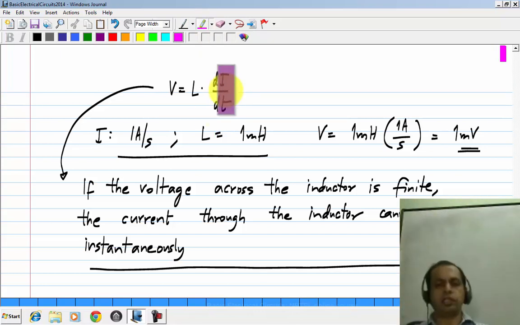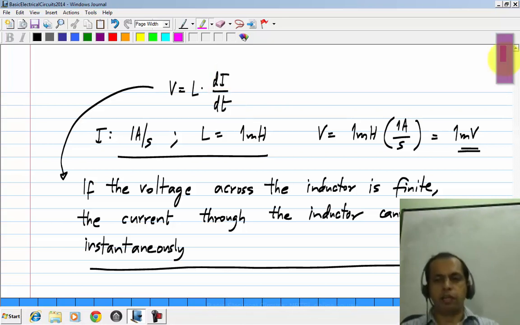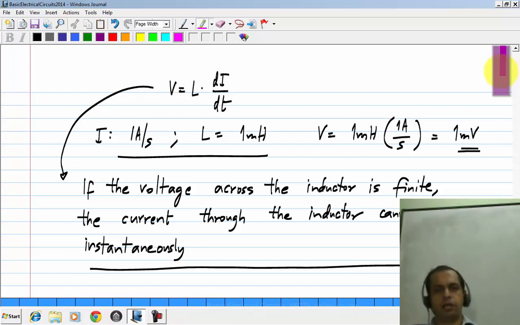If the current changes instantaneously, the time derivative is infinity and the voltage would have to be infinite as well. Okay. So this is analogous to the voltage in a capacitor, which also cannot change instantaneously if the current through it is finite. Okay.